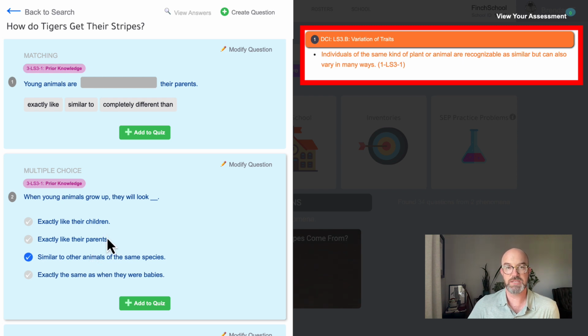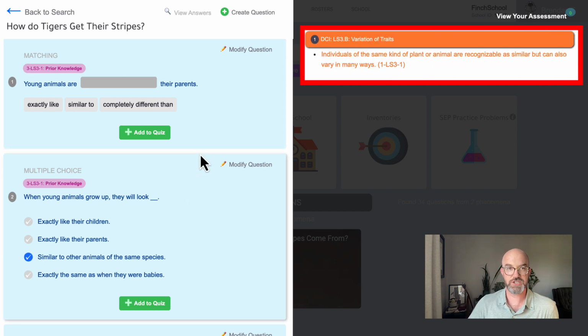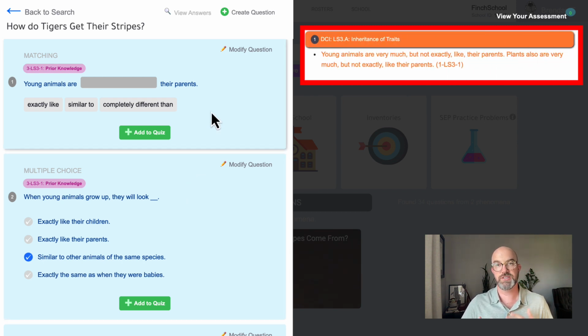There's LS3B and then there's LS3A. One of those focuses on inheritance and the other is on variation. So we will write questions that focus on the prior grade level. If it's a third grade standard, we go back to first grade or kindergarten or second grade. If it's a middle school standard, we'll go back to 3-5 and ask a question about their prior knowledge.